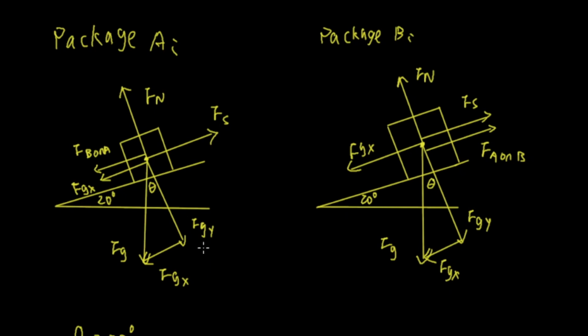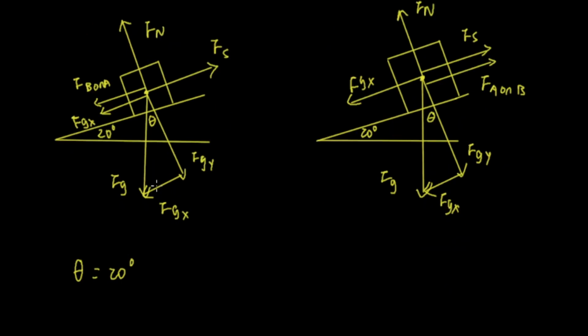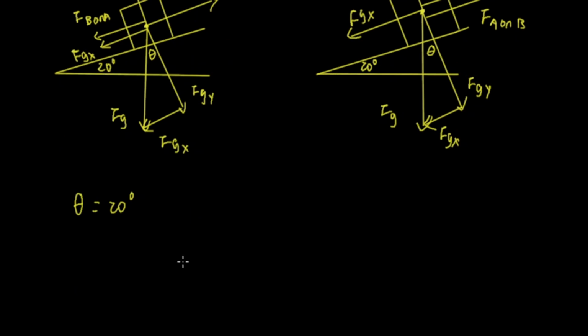Then, can you find the equation for F sub g x and F sub g y? Of course, using trigonometry, right? Okay, so here, F sub g x. Since this is a right triangle, and theta is here, F sub g x is F sub g sine theta. F sub g x is equal to F g sine theta.